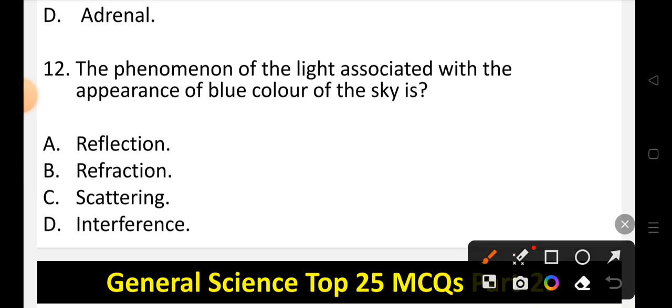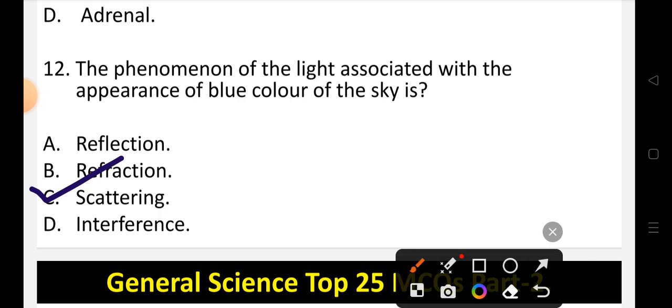So the blue color of the sky is basically due to, the correct option is scattering of light. So because of scattering of light, the phenomenon happens. So C is the correct option.